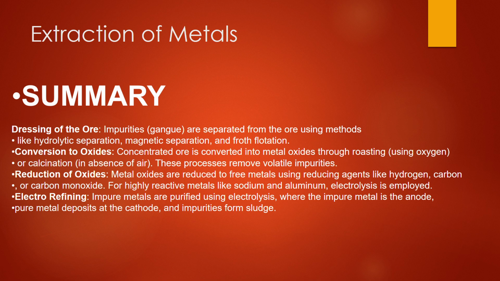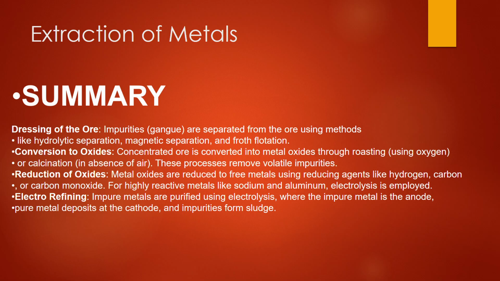Metal oxides are reduced to free metals using reducing agents like hydrogen, carbon, or carbon monoxide. For highly reactive metals like sodium and aluminium, electrolysis is employed. So for highly reactive metals, electrolysis is the main method, and for least reactive metals, electrolysis is not required. They can be just reduced by adding hydrogen, carbon, or carbon monoxide.